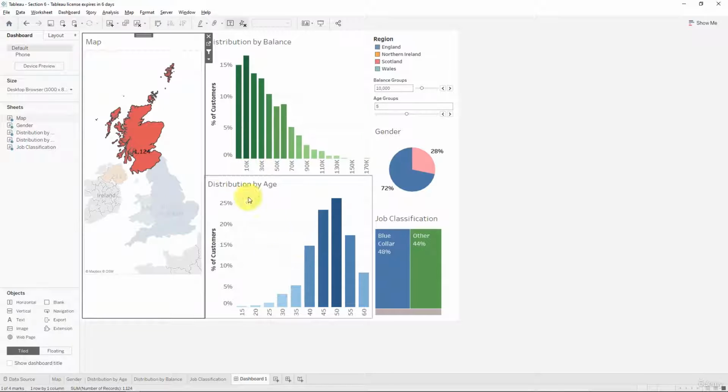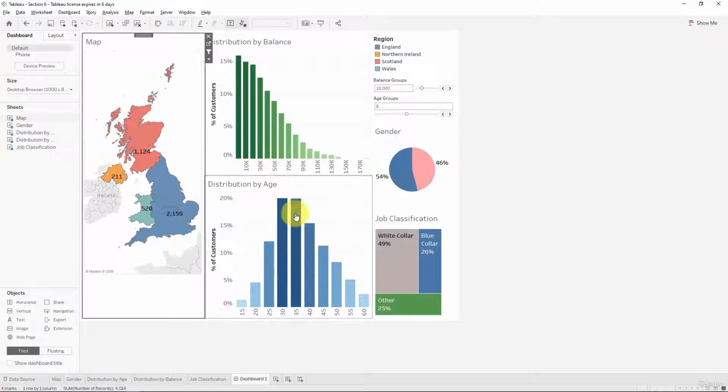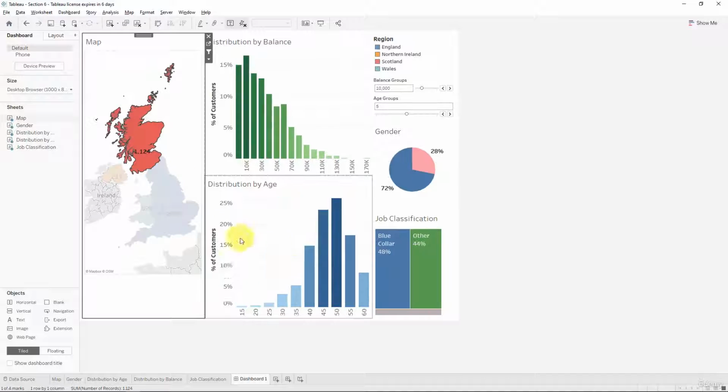So now our customers are in their late 40s, early 50s, which is very, very interesting. So what this is telling us is that if you're going to service this region, and creating promotions and different campaigns for this region, you have to aim for a much older demographic, predominantly male, and more in the blue collar space.